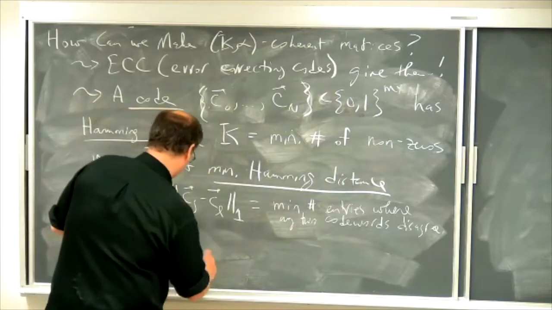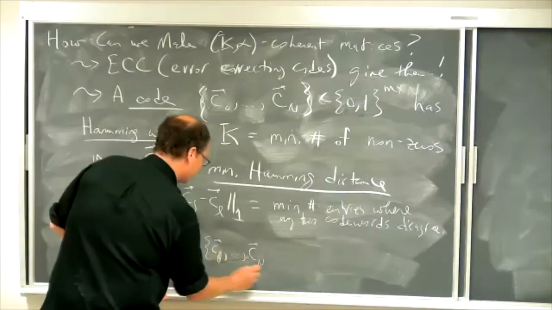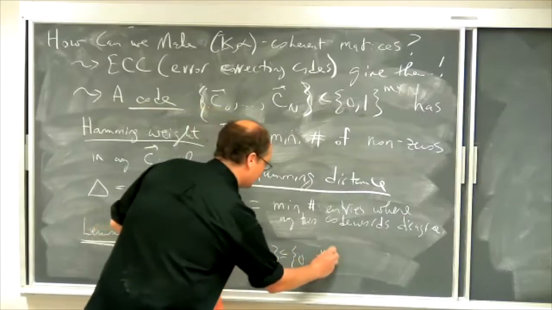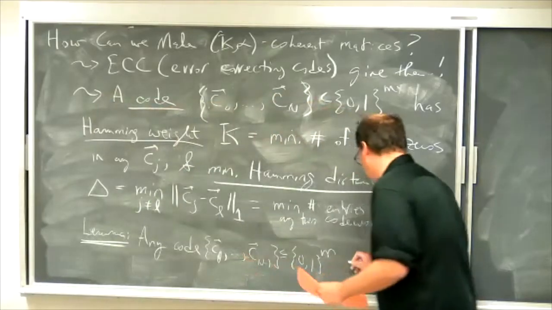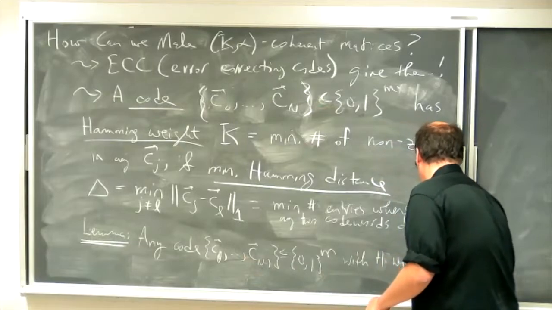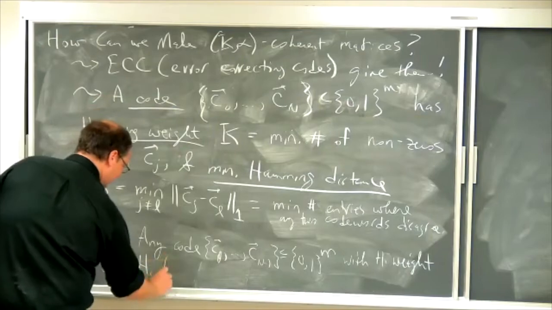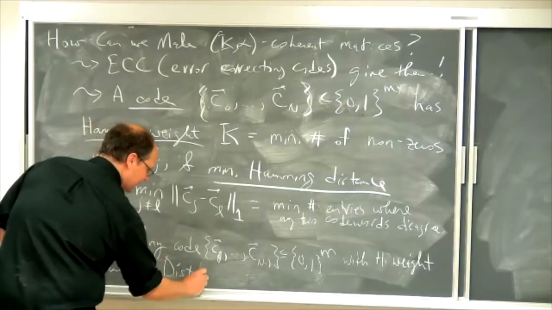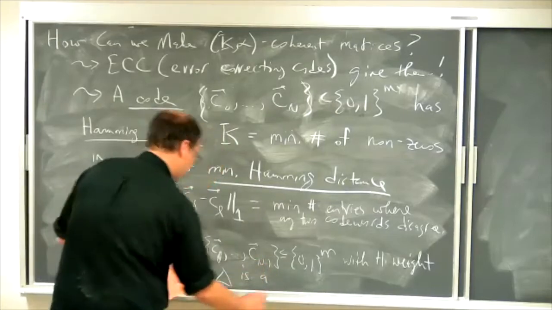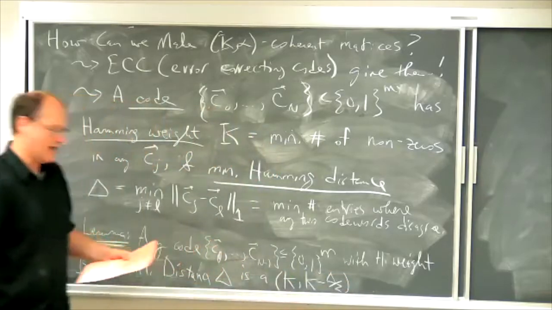So any code like this that we have been talking about, I guess I'll start indexing things at 0 again, with Hamming weight K and Hamming distance delta, where H weight is going to be Hamming weight and Hamming distance is delta, is going to be a (k minus delta) divided by 2 coherent matrix.